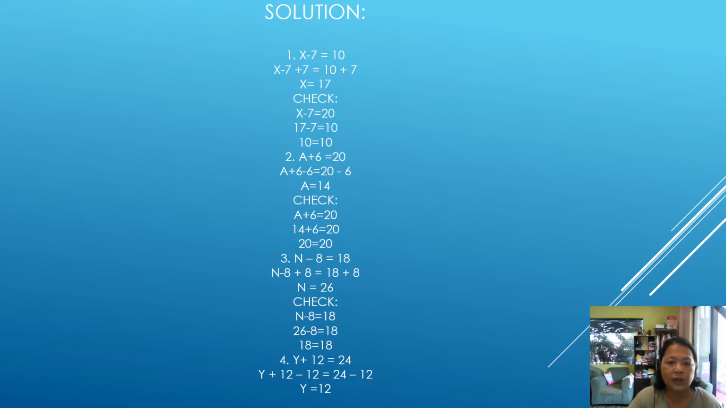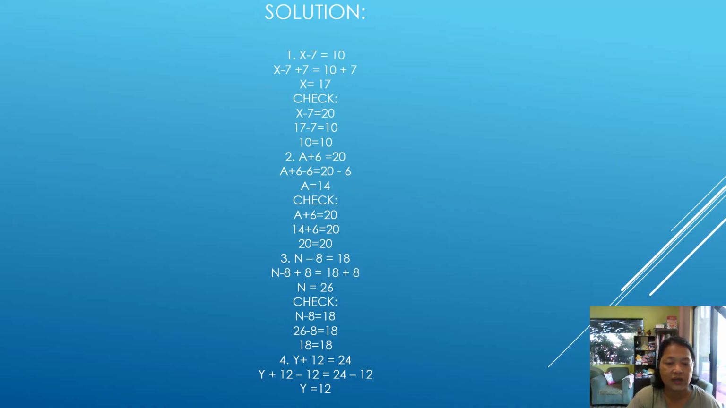Now, to check, we are going to write the original equation. x minus 7 is equal to 10. Our x is 17. So 17 minus 7 is 10, is equal to 10. And that is correct.